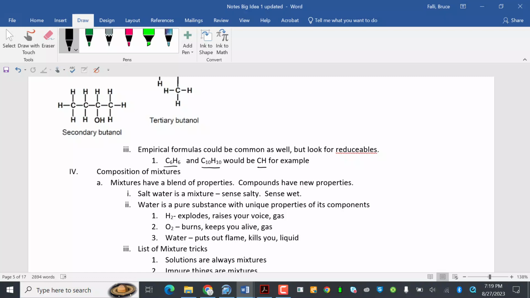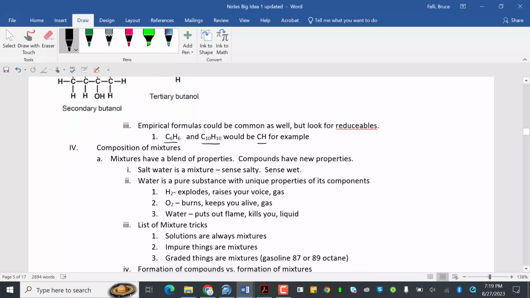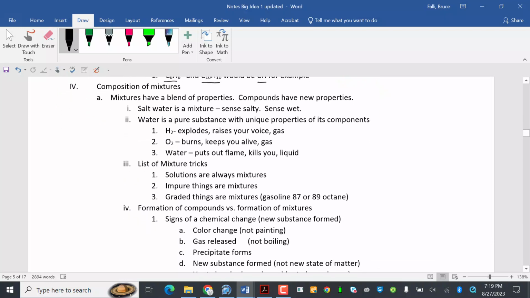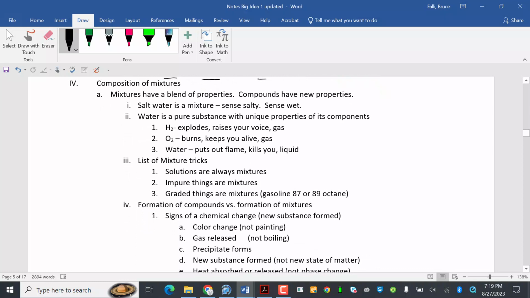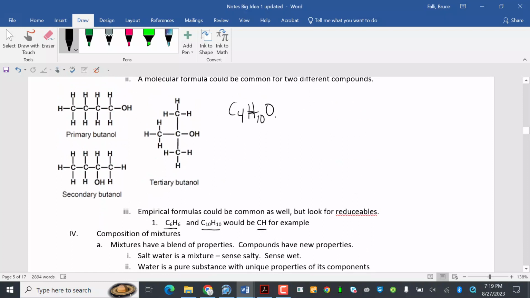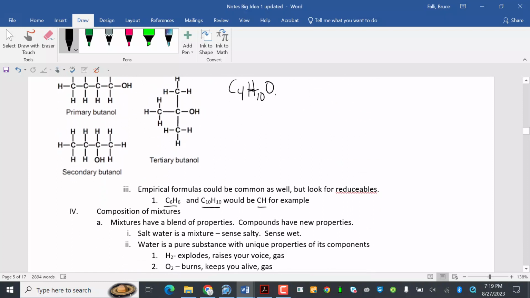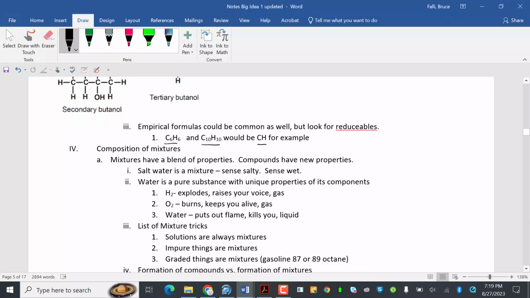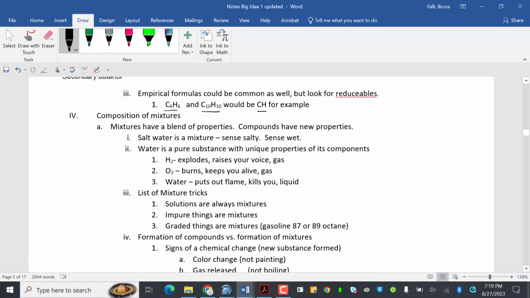All right, so now, compositions of mixtures. Mixtures have a blend of properties. Compounds have brand new properties, okay? Carbon is coal. Sugar, not coal. Sugar is sweet. Yummy. Hydrogen explodes. Sugar doesn't explode. Oxygen, breathe it. I'm alive. Sugar, breathe it. Oh, that hurts just thinking about it. It's like worse than the cinnamon challenge.